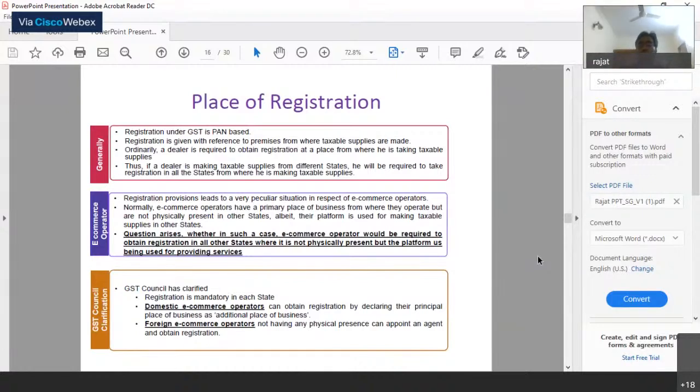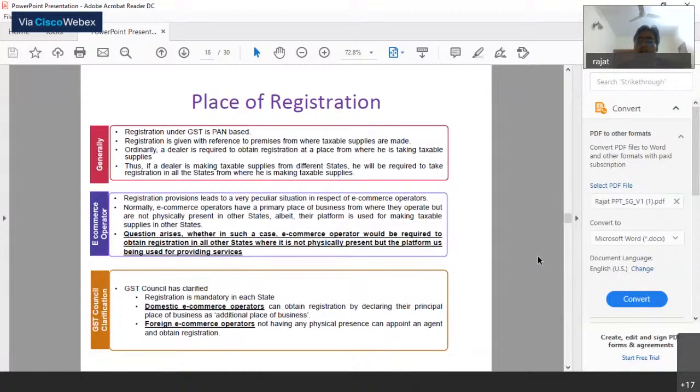Now, registration provisions under GST lead to a very peculiar situation in case of an e-commerce operator. Normally, an e-commerce operator has a primary place of business from where they operate but is not physically present in other states. Even though their platform is used for making taxable supplies in other states, the question arises whether in such a case, the e-commerce operator would be required to obtain registration in all other states where it is not physically present, but the platform is being used for providing goods or services.